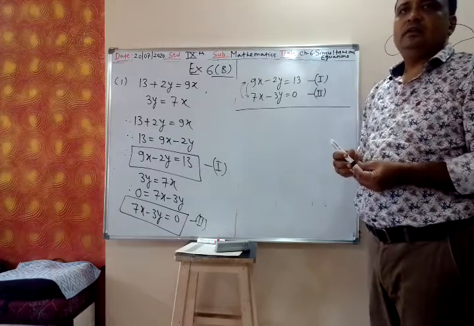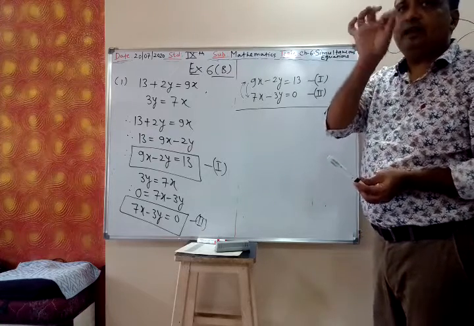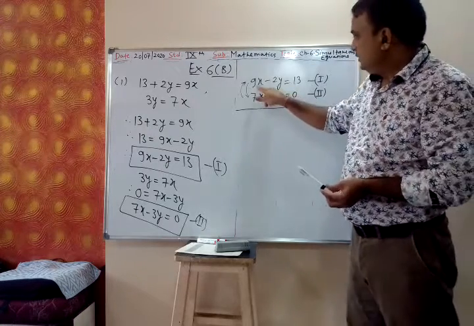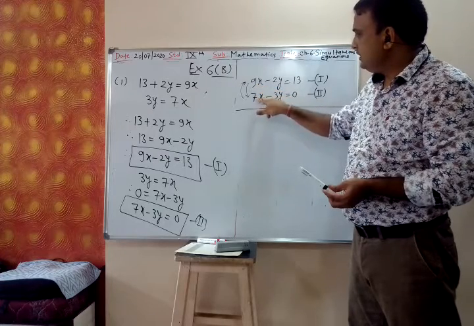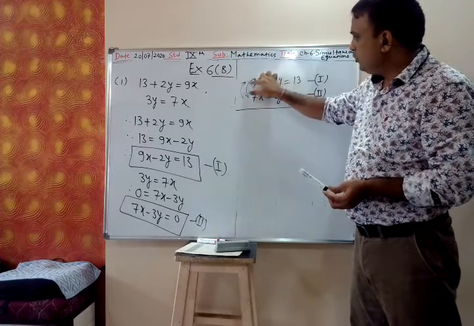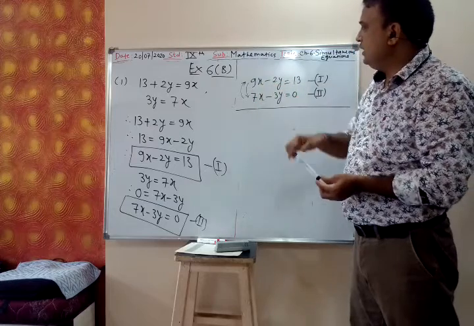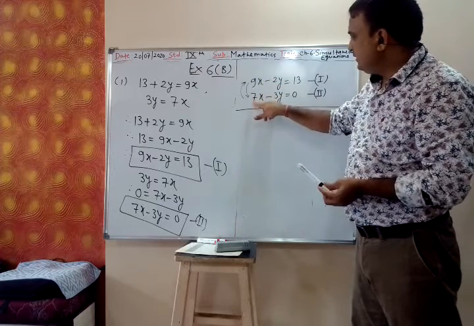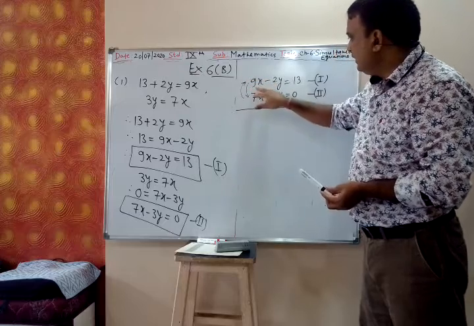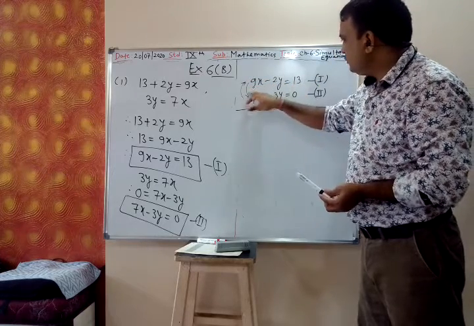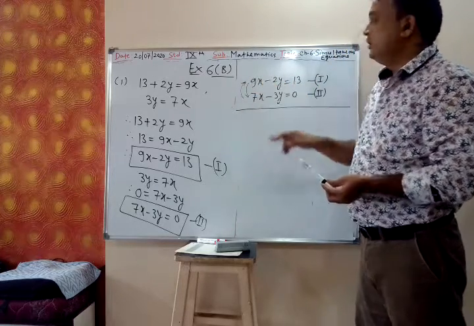To make the coefficient of x equal, the coefficient of x here is 9 and here is 7. So to make this coefficient and this coefficient equal, I will multiply this equation by this coefficient of x, 9, and this equation by this coefficient of x, 7.